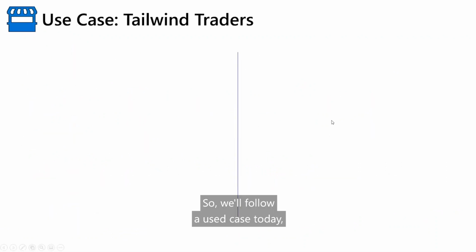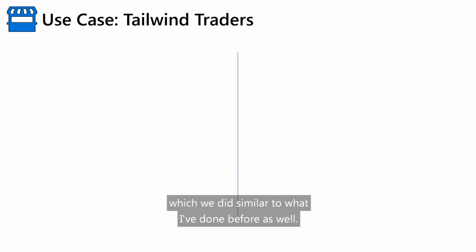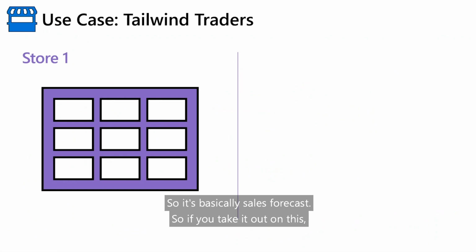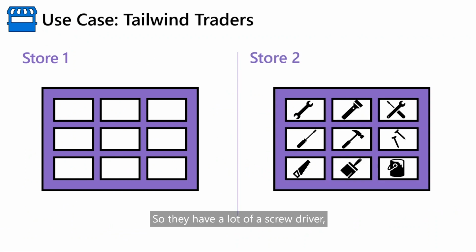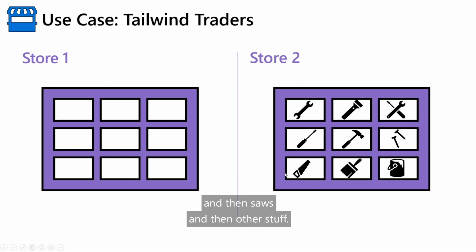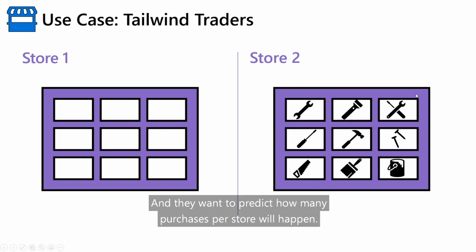So we'll follow a use case today, which is really similar to what I've done before as well. It's basically a sales forecast. If you take a look at Tailwind Traders, they sell lots of groceries and maintenance tools, I would say, in different stores. So they have a lot of screwdrivers, and saws, and other stuff, and they want to predict how many purchases per store will happen.